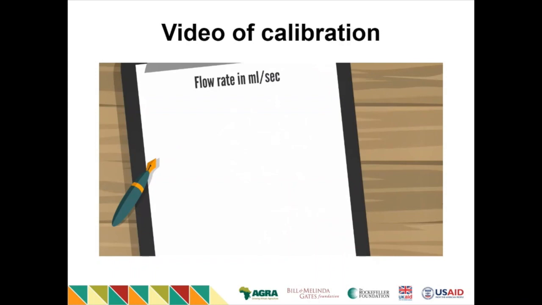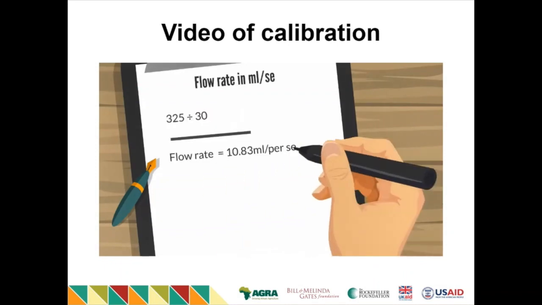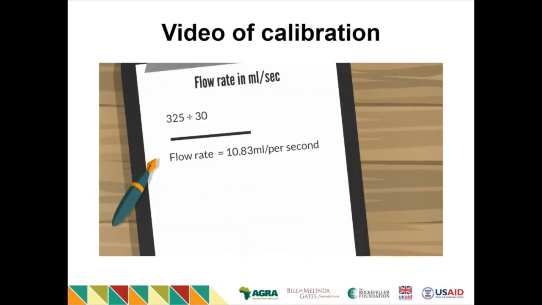Flow rate is the volume of liquid that passes through the nozzle per unit time. To measure the flow rate in milliliters per second, we'll divide the average, which is 325 milliliters, by 30 seconds. This gives us a flow rate of 10.83 milliliters per second. To get a flow rate in liters per minute, we multiply the flow rate in milliliters per second by 0.06. This gives us 0.65 liters per minute.